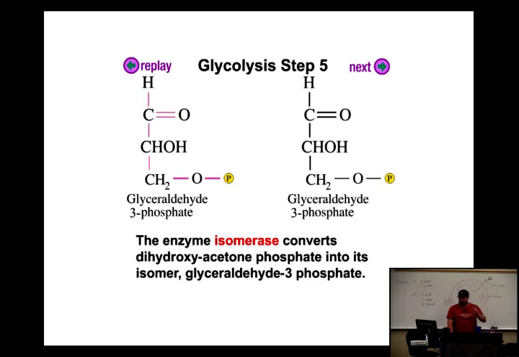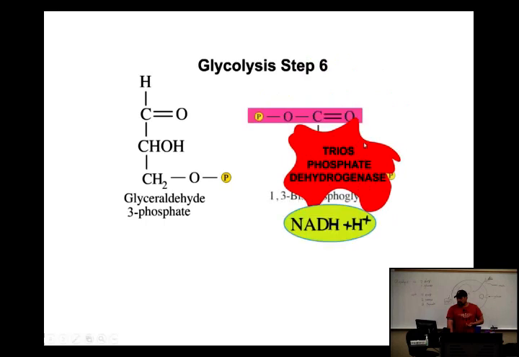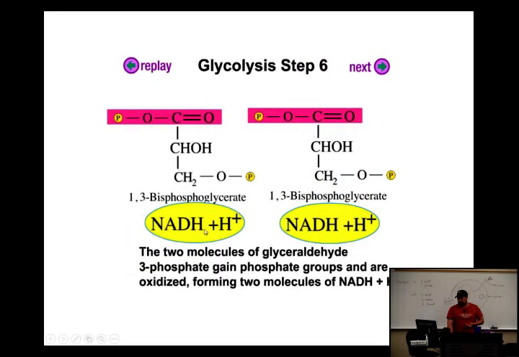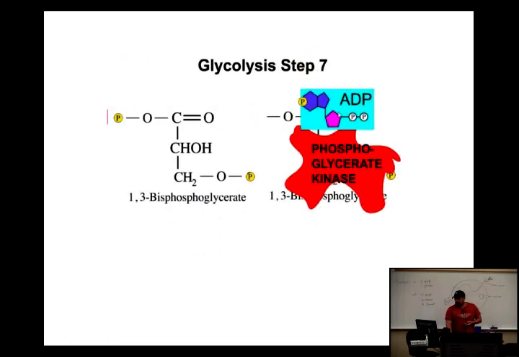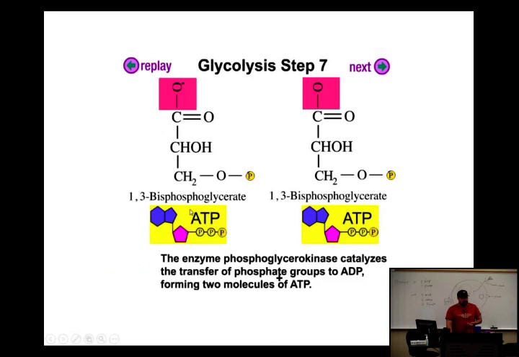That's the energy investment. Now we get the payoff. So we remove the hydrogens to make NADH from NAD plus. Remember, the byproduct is the proton. So we've got two NADHs here, and then we take off the phosphates and we get two ATPs.